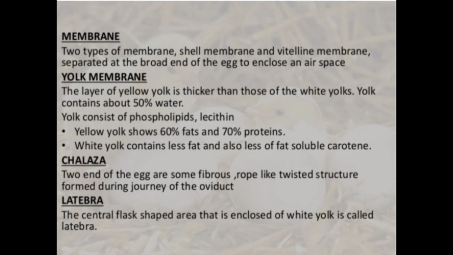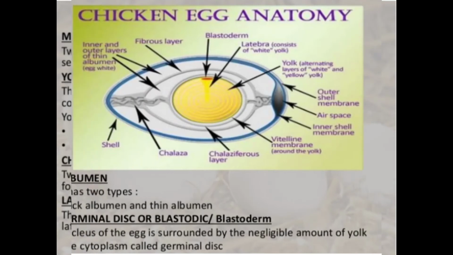So next move on, it's albumin. Basically it has two types, thick albumin and thin albumin. After the fertilized egg or zygote is covered by a layer of dense viscous albumin, which forms a thin calciferous layer around the vitelline membrane. This dense albumin forms two twisted cords, one at each end of the zygote. They are formed by rotation of the egg during its movement through the oviduct.